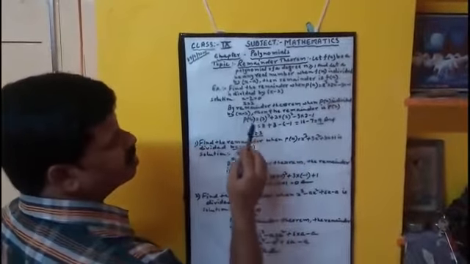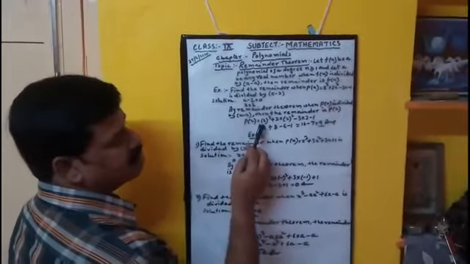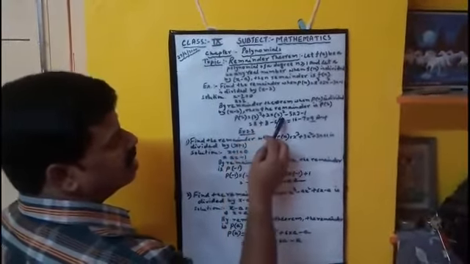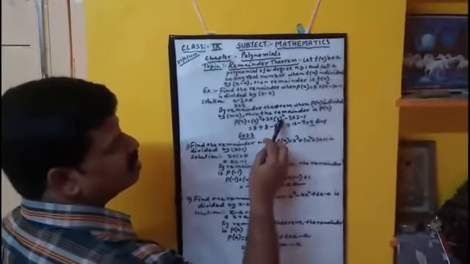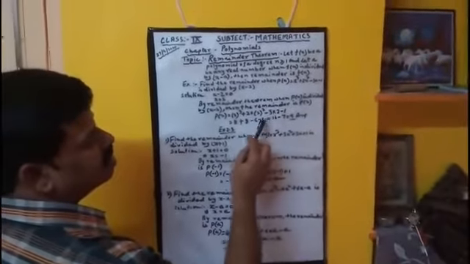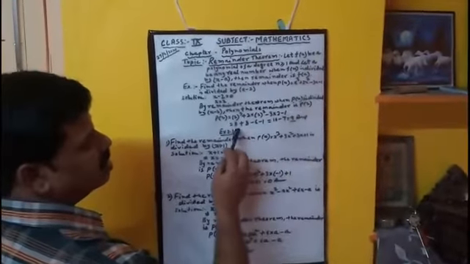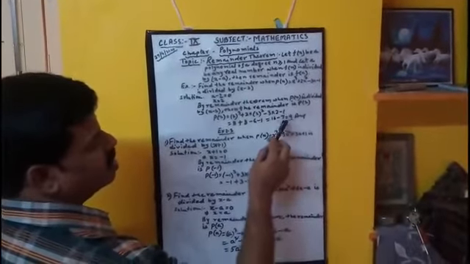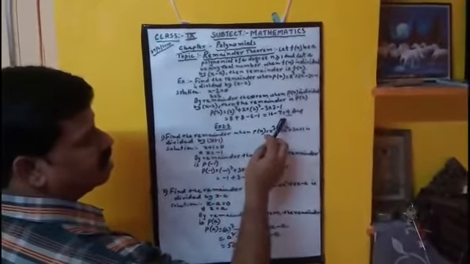2 to the power 3, that means you multiply 2 three times, which gives you 8. Here is 2 square, that is equal to 4. So 4 into 2, 8. 3 into 2, 6, minus 1. Now simplify it, which gives you 9. So here the remainder is 9.